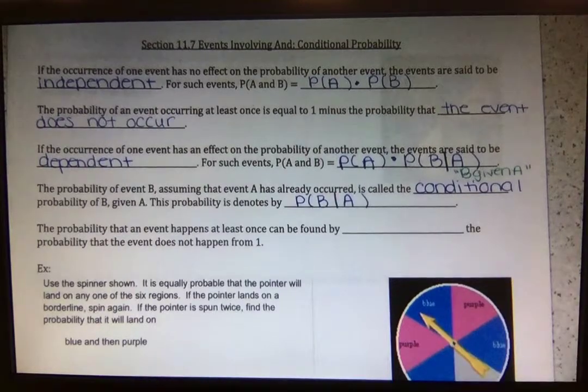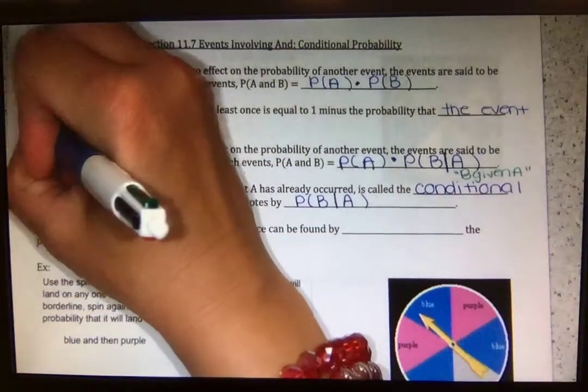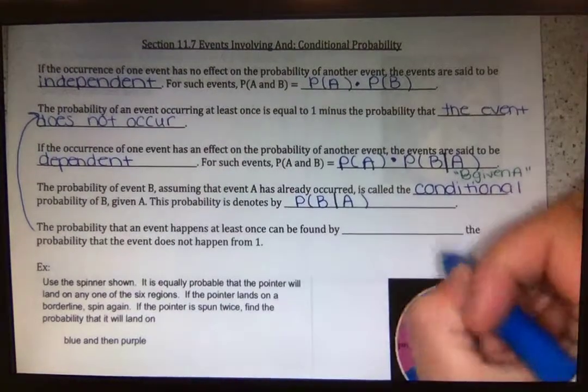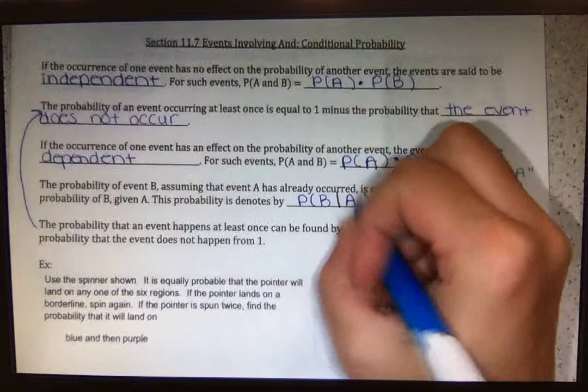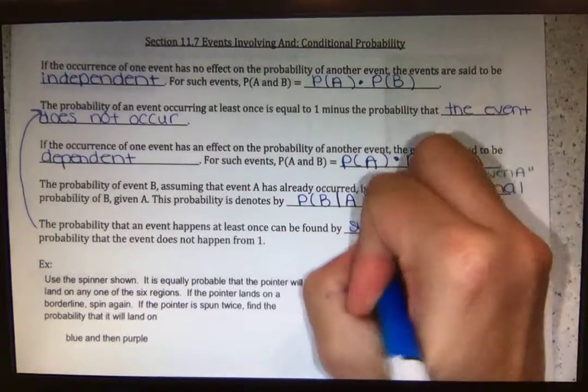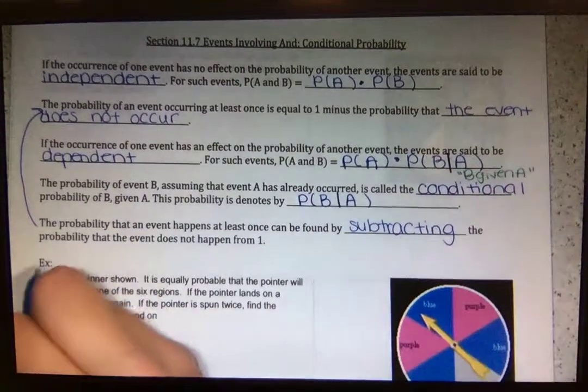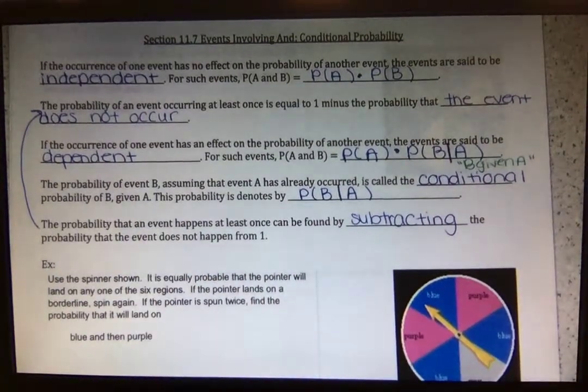Last but not least, it's the same thing that's going up here. The probability that an event happens at least once can be found by subtracting the probability that the event does not occur from 1. So we said the probability that it occurs at least once is 1 minus the probability that it does not occur at all. So, conditional probabilities.